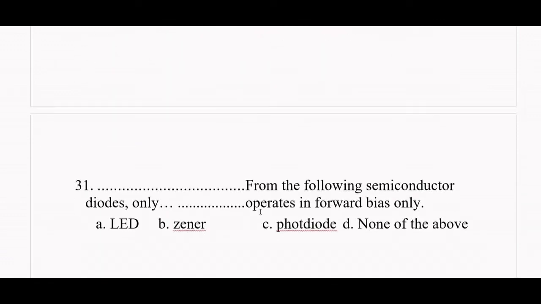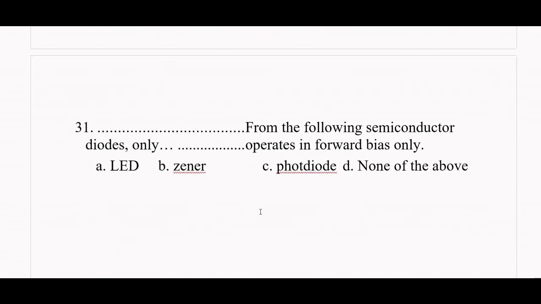Now moving on to question number 31. From the following semiconductor diodes, which operates only in forward bias? A. LED, B. zener diode, C. photodiode, D. None of the above. As we know, photodiode does not operate in forward direction mode. Zener diode operates both in forward and reverse direction mode, but LED only in forward direction, this LED glows. So correct answer is LED.